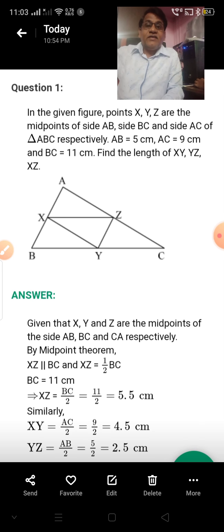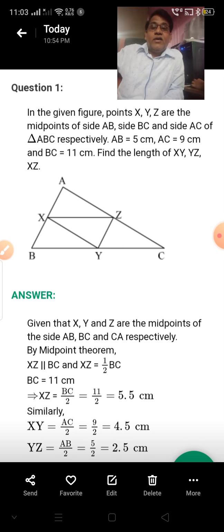In the previous class in geometry, we completed exercise 5.4. Now we have to start the next exercise, that is 5.5. In this exercise, there is one theorem, the midpoint theorem. I will explain that theorem here theoretically.